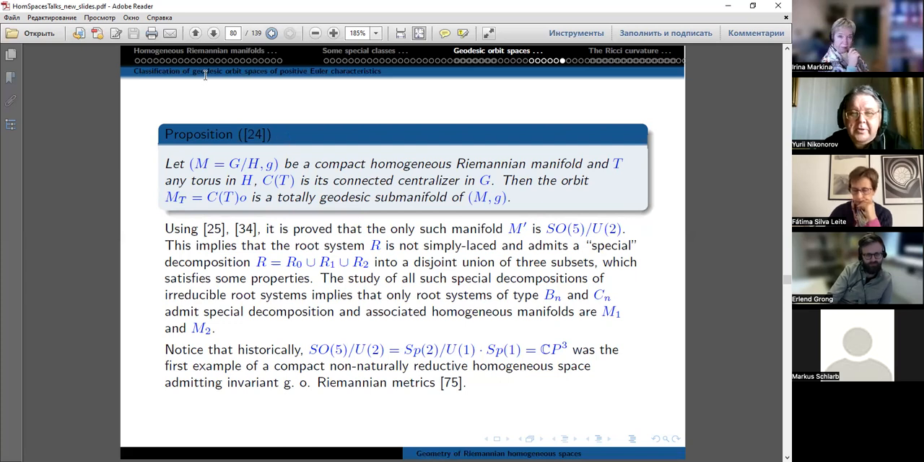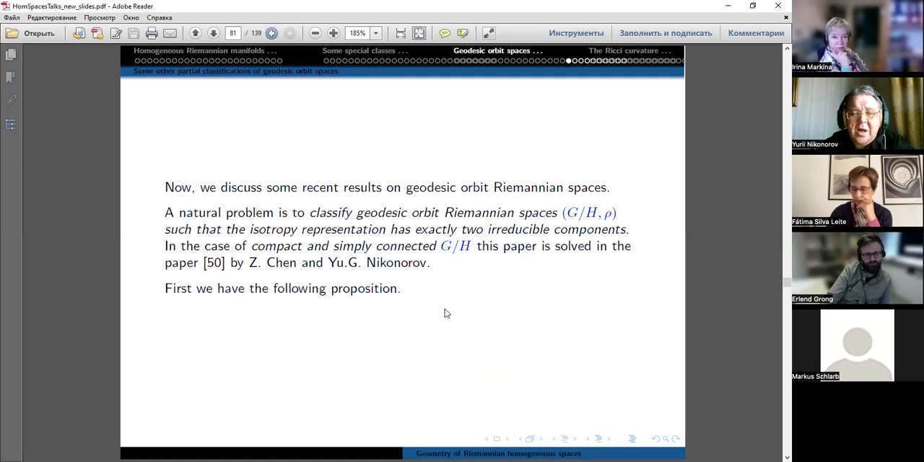But the main idea is this one. Okay. Now we discuss some other recent results on geodesic orbit Riemannian spaces. Another natural problem: classify such spaces in the case that the isotropy representation has exactly two irreducible components.